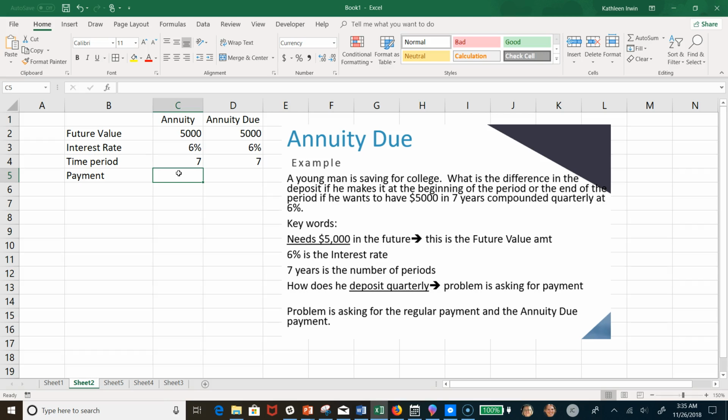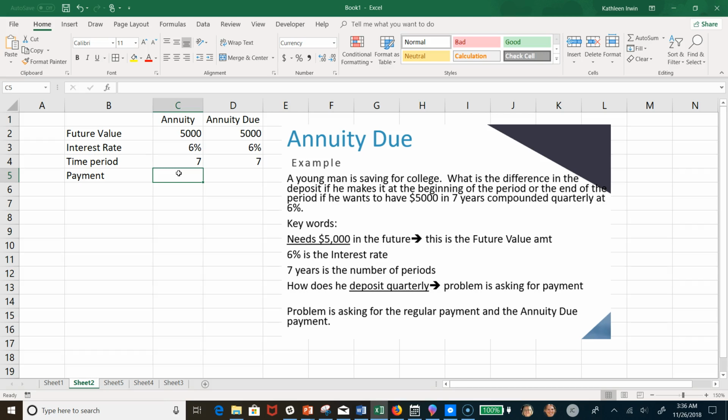So we just want to take a look at the difference between an annuity and an annuity due, and how much that extra interest makes a difference in the two payments. So this is important for you because if you'll notice, when you go in to take out a loan, they'll want you to pay at the end of the period. But it's in your best interest to pay at the beginning of the period. If you pay at the beginning of the period, you're going to end up paying less interest over the life of the loan.